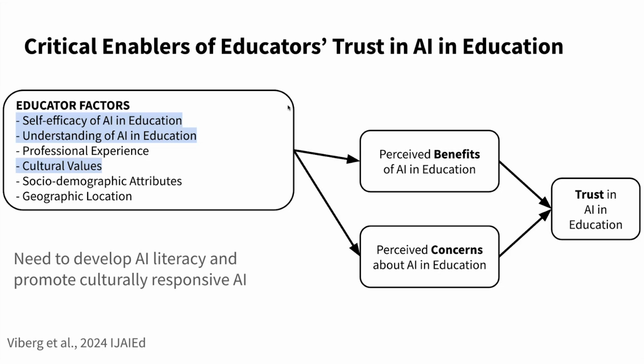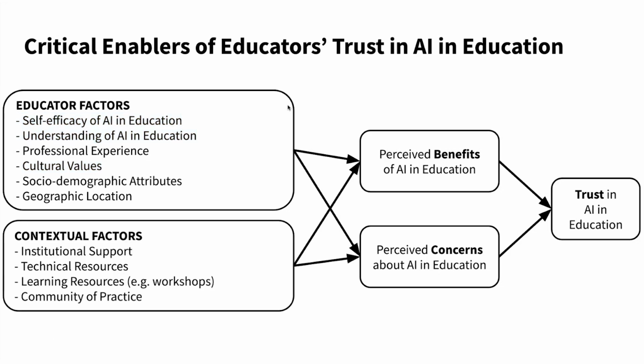And so this to us really suggests that it's important to develop AI literacy for educators and to promote culturally responsive AI to align with cultural values. So that's where the cultural piece really comes back in as being important. But developing AI literacy is critical so that educators feel confident enough to introduce it into their curriculum and manage it effectively.